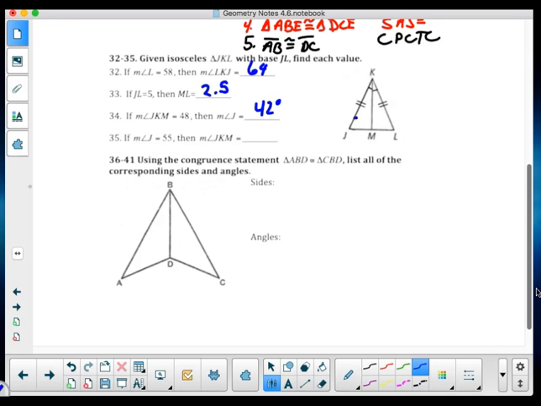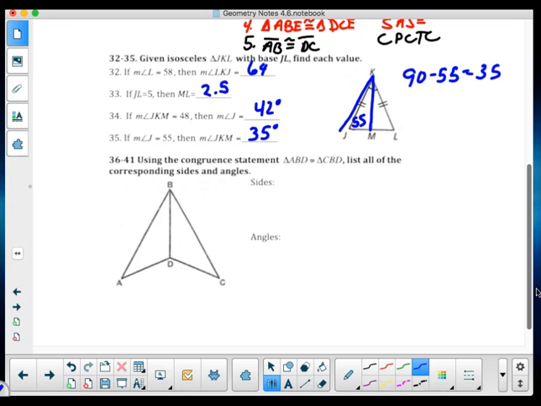Now, they're saying that angle J is 55. Okay, so angle J is now 55. What is the measure of JKM? JKM, and for the same reason, 90 minus 55. Okay, that's going to give me a 35. So now I got JKM as 35 degrees.